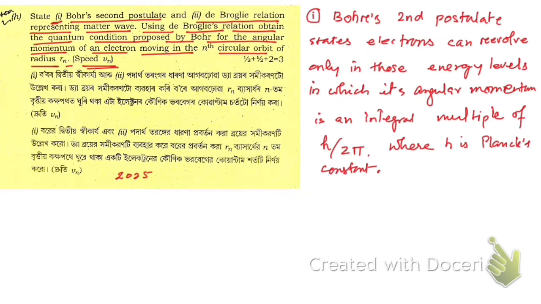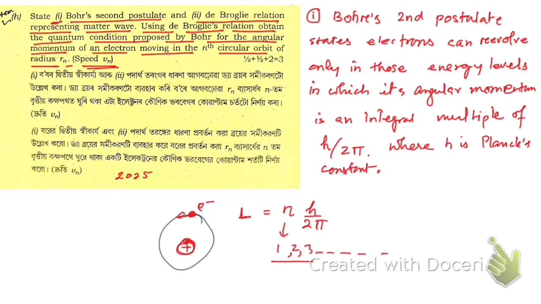Suppose this is an orbit and here we have an electron revolving around this nucleus, a positively charged nucleus. If its angular momentum is L, then it must be an integral multiple of h by 2 pi. That means the value of n must be 1, 2, 3, it cannot be a fraction. Hope you have understood this. So this is the second postulate.